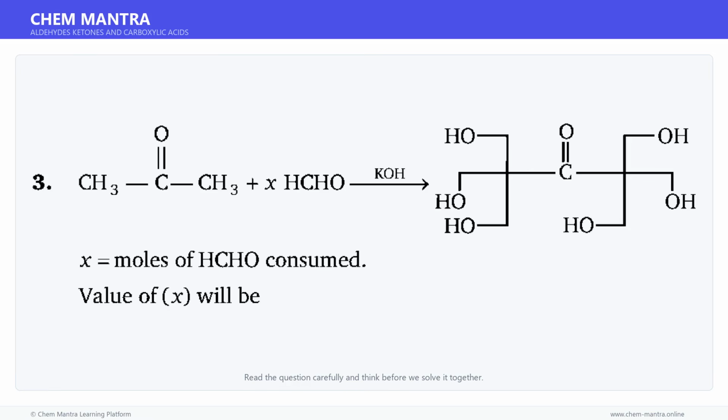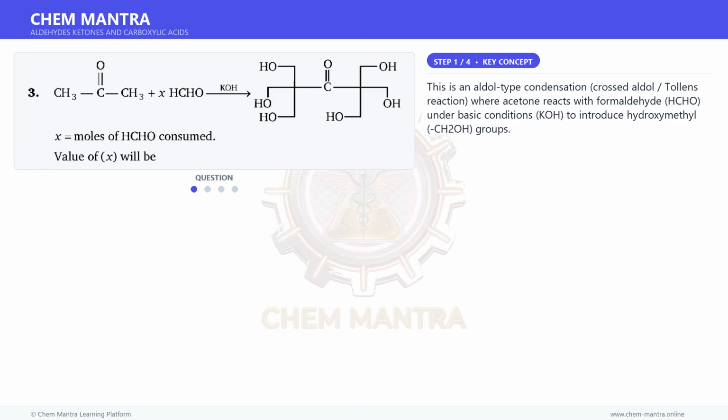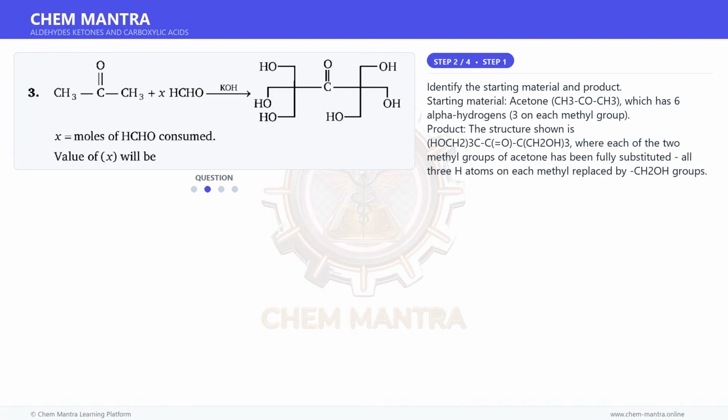Here is a numerical type question. Work through the numbers carefully. Let us solve it step by step. Let us first understand the key concept here. This is an aldol type condensation, a crossed aldol-Tollens reaction, where acetone reacts with formaldehyde, HCHO, under basic conditions, KOH, to introduce hydroxymethyl, CH2OH, groups.